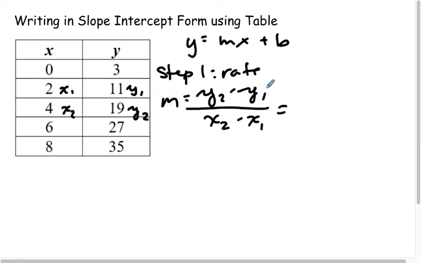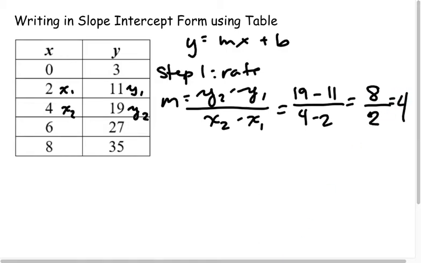So now let's plug it in the formula. So y sub 2 is 19, and y sub 1 is 11. And then x sub 2 is 4, and my x sub 1 is 2. So 19 minus 11 is 8, and then 4 minus 2 is 2. And when you divide 8 divided by 2, you'll get 4, or 4 over 1, okay? So 4 over 1 is my rate.